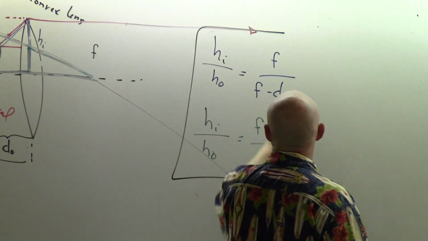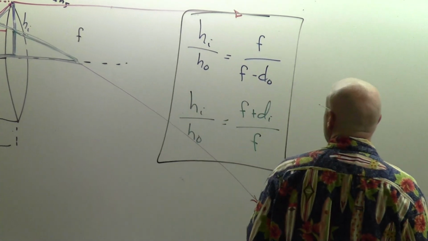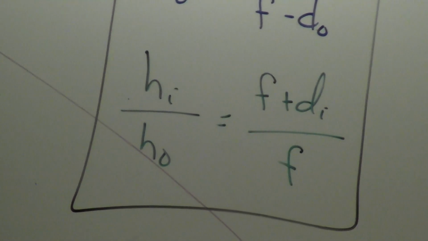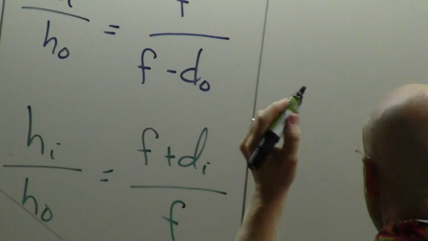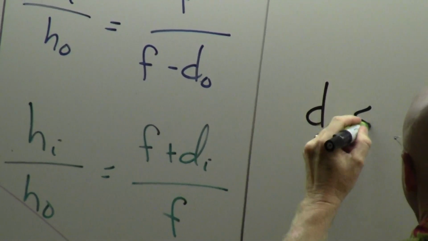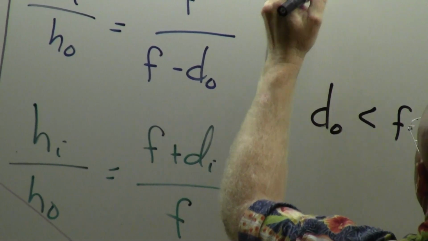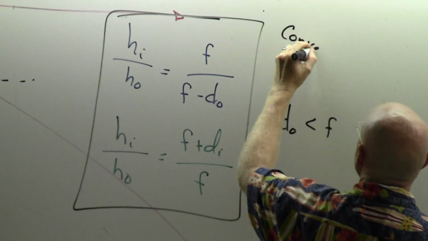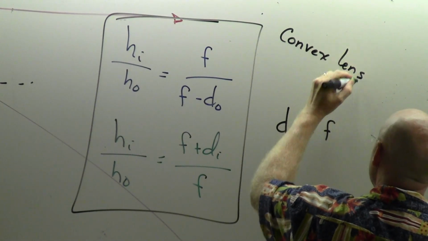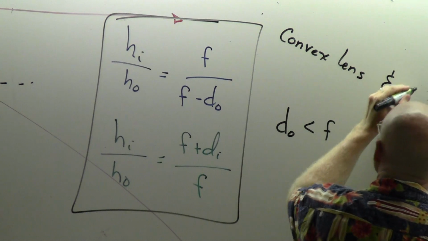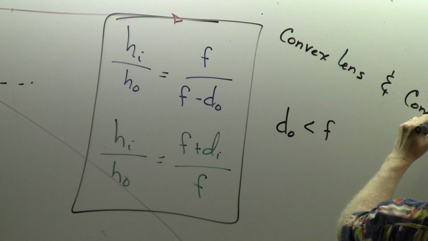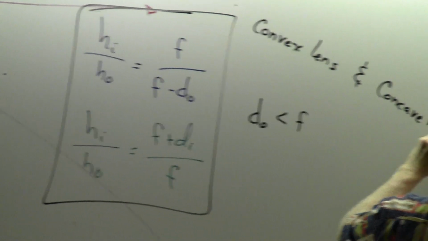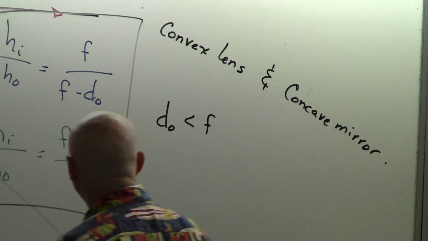And so this box would be the magical equations that you would use if your object distance is less than the focal length. And this would be true for the convex lens. And it's also true for the concave mirror. Both of those should be.